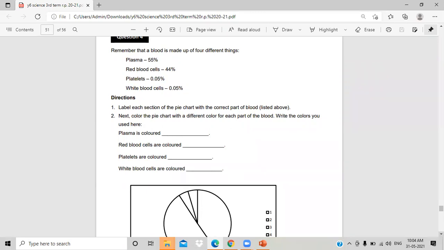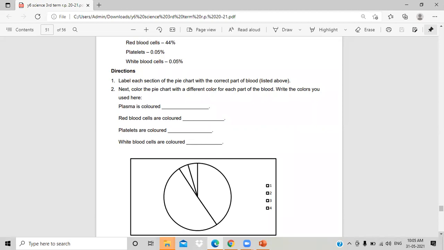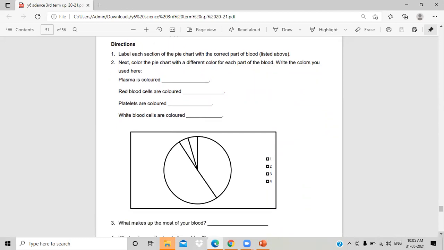You have here at the beginning, they tell you that your blood is made of all of these things, plasma. Of course, I do not want you to memorize the percentages. I just want you to answer this question this way. So you have the plasma, which makes about 55% of the blood, and then the red blood cells, which make about 44% of the blood. Platelets and white blood cells both make about 0.05% of your blood.